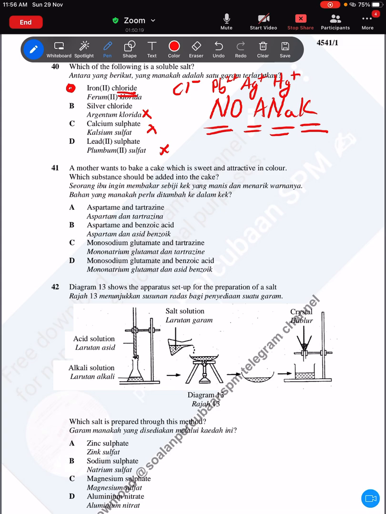I teach my students how to memorize the chloride ion. Only these are insoluble salts. Other than these three, the chlorides are soluble salts. So in this case, I ask my students to memorize like this. Maybe Pak Wer, aku handsome comel. Memorize like that.